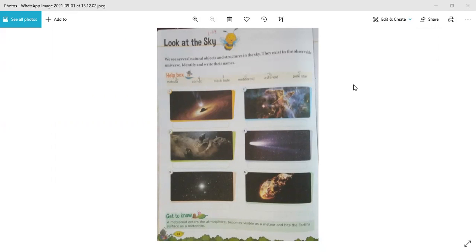So look at the sky. In this chapter, pictures will be given to you. You have to learn the name of what that natural object is. The first natural object given here is a black hole. And the second object we have is a nebula.